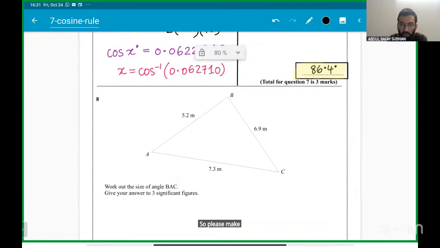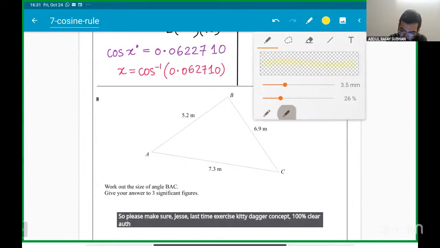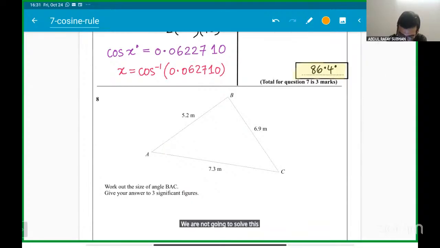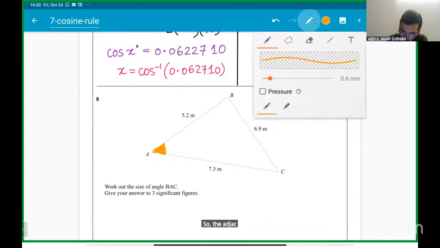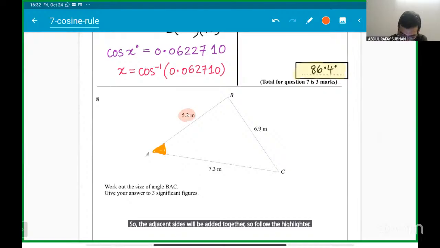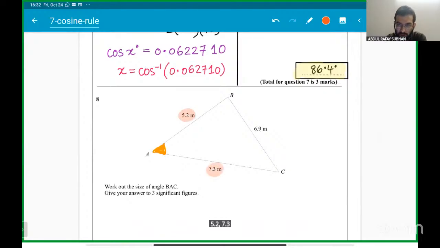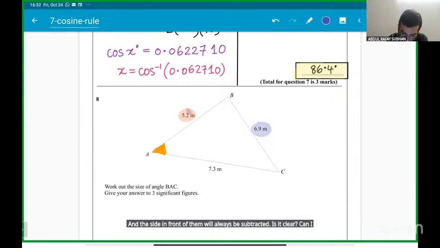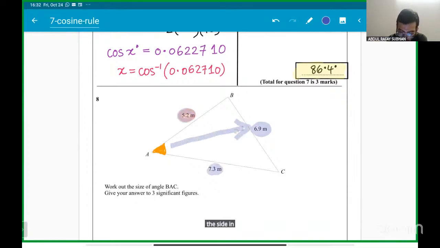So please make sure, like last time we did the exercise so the concept is 100% clear, let's do it again. We are not going to solve this. If you have to find this angle, students, which sides will be added together? The adjacent sides will be added together. So follow the highlighter: 5.2 square plus 7.3 square. And the side in front of them will always be subtracted. Is it clear? Can I get a response? The side in front will always be subtracted, the adjacent sides are added.